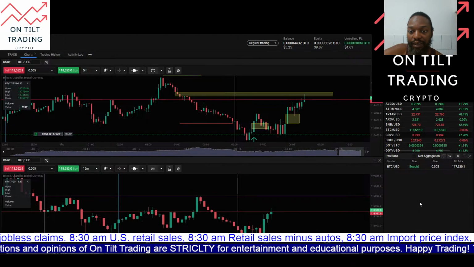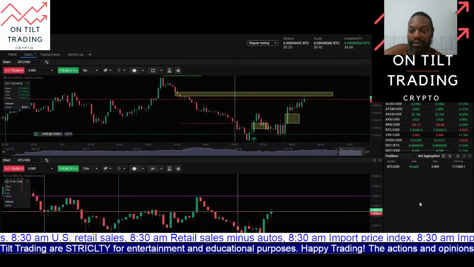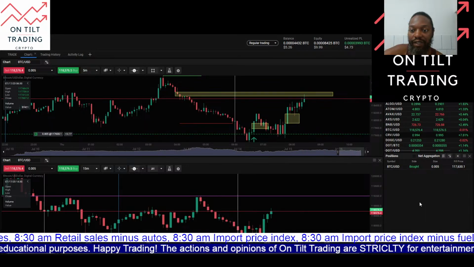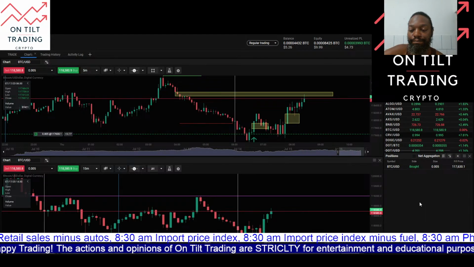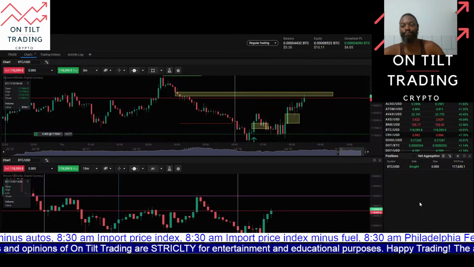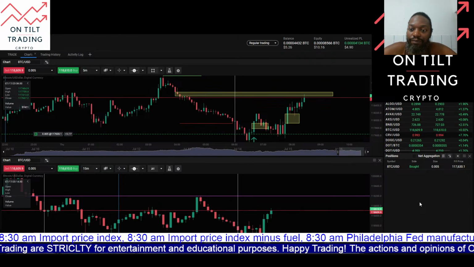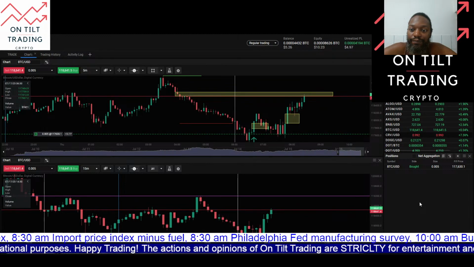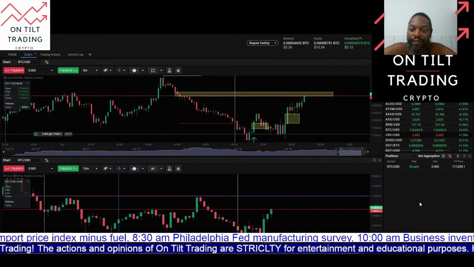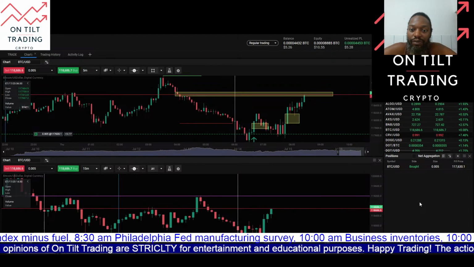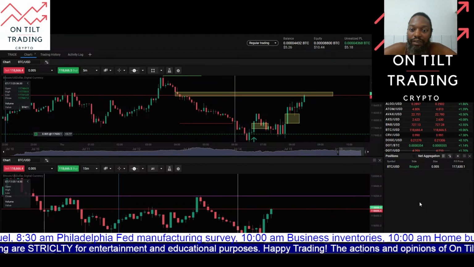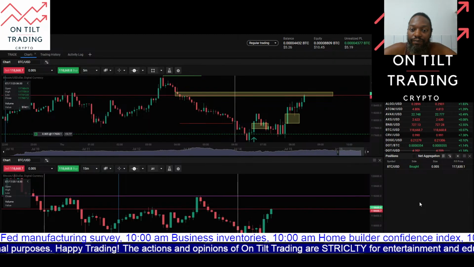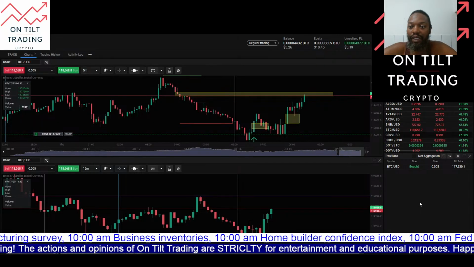Less than 1 minute remaining in this 5-minute candle and in this current 15-minute candle. Price trading at 118,580. $118,600, 118,620, 118,650. Buy side delivery here with speed. 118,680. Price reacting within the fair value gap.